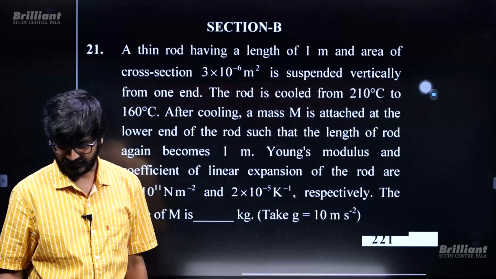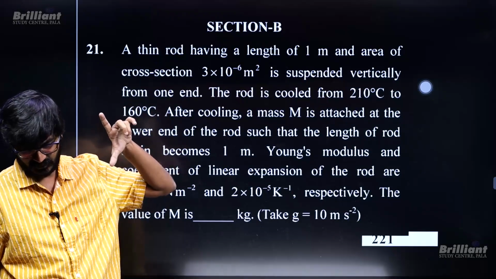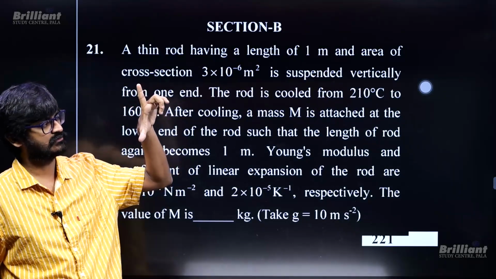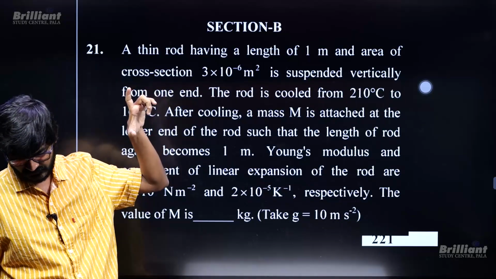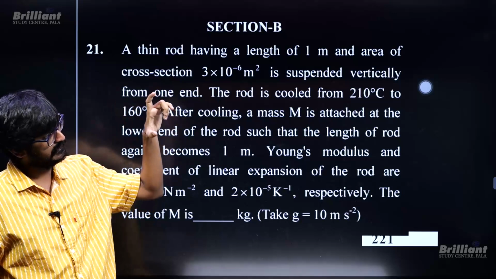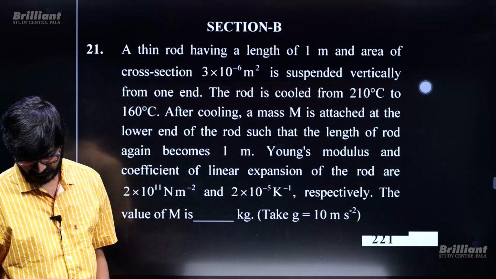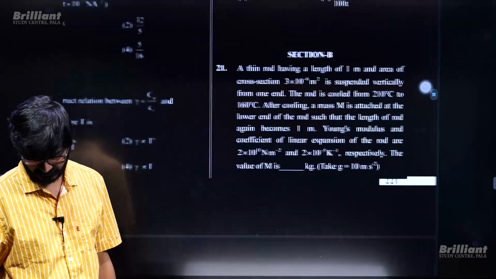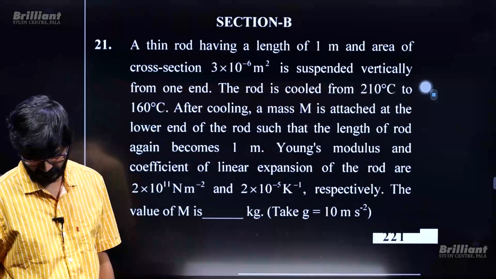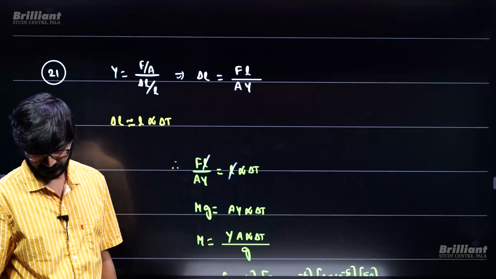A thin rod having length 1 meter and some area of cross section is suspended vertically from one end. The rod is cooled. Once the rod is cooled, its length will get reduced. Now if you attach some mass, its length will increase again. They are saying it will increase back to the same length. Young's modulus and the coefficient of linear expansion are given. We need to find what mass should be added so that it comes to the same length.